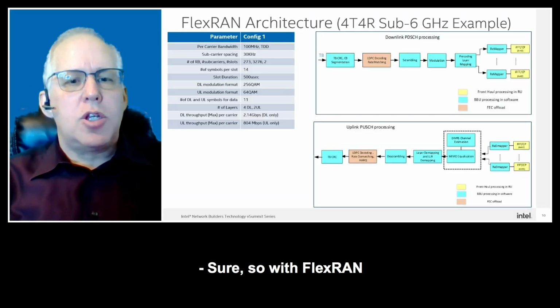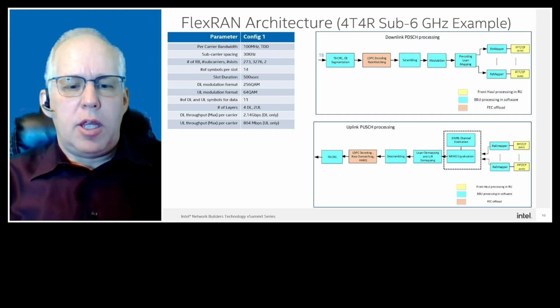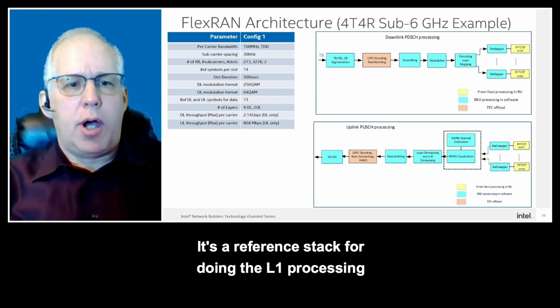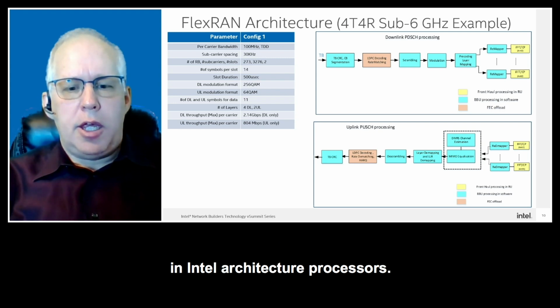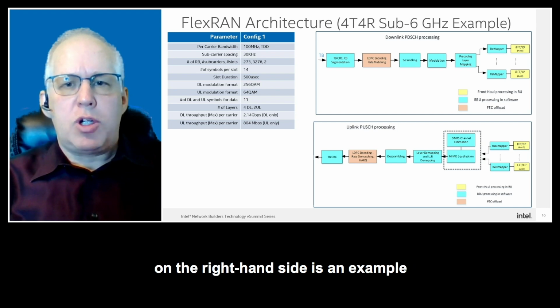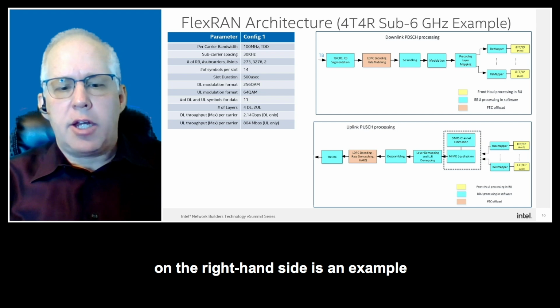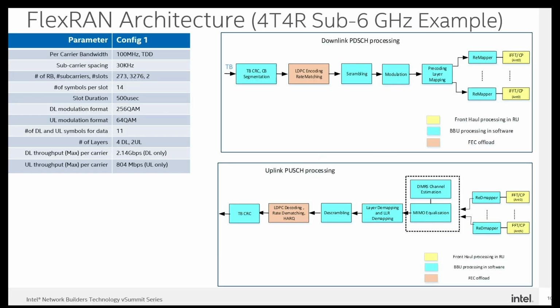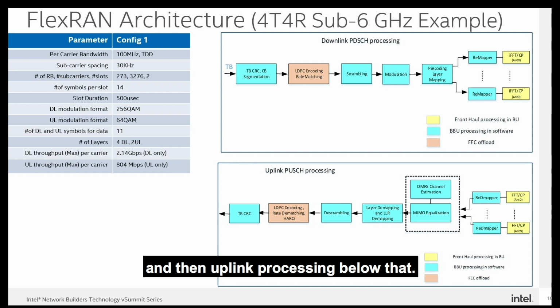Sure. FlexRAN is a software library that Intel provides. It's a reference stack for doing the L1 processing on Intel architecture processors. What I'm showing on the right-hand side is an example of the chain for downlink processing, and then uplink processing below that.